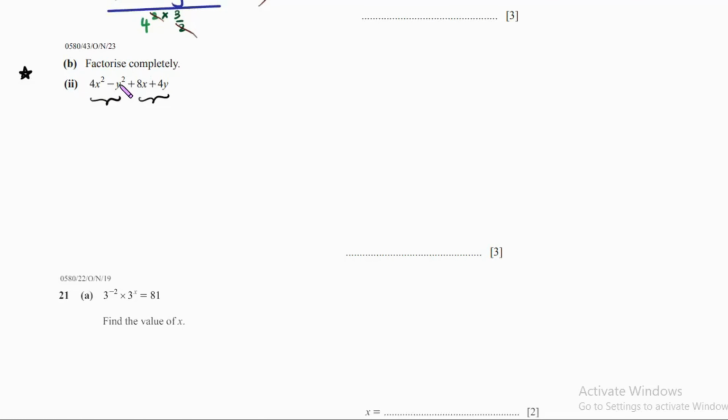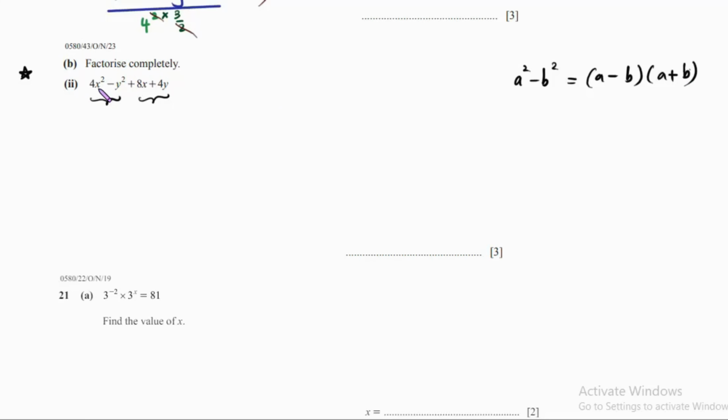Now when we consider this 4x squared minus y squared, they are all square terms, which means square numbers and variables with squares, and we have a minus as well. So we call this the difference of squares. If we have the difference of squares like this, we can factorize it by imagining that we are square rooting it. So when we square root a squared and b squared, we get a and b. So we put that a and b within 2 brackets, one with a minus, the other one with a plus.